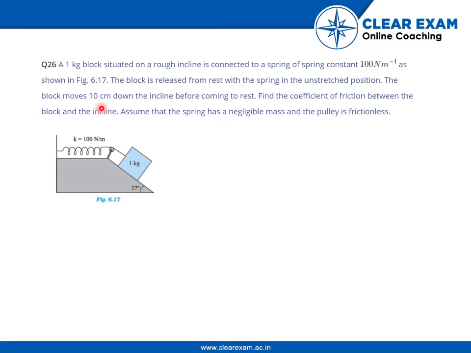The block moves 10 cm down the incline before coming to rest. Find the coefficient of friction between the block and the incline. Assume that the spring has a negligible mass and the pulley is frictionless.